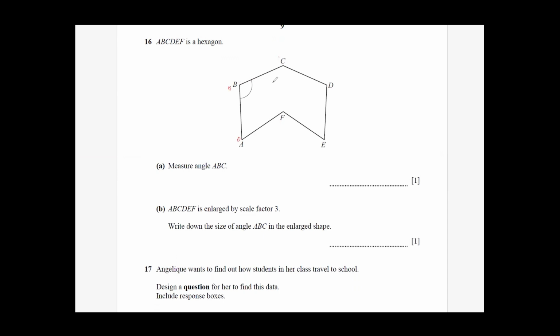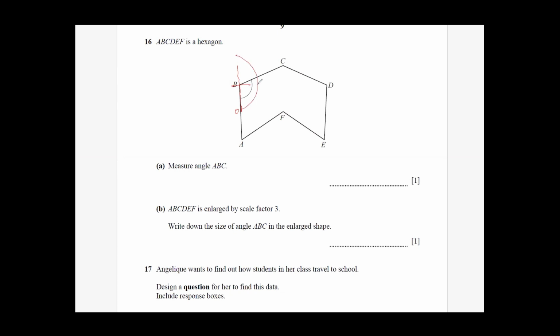ABC. This is the angle that we need to measure. For that, what we need to do is place our protractor over here so that its zero line coincides with this, and its origin line is placed here, and this is the D, for example.